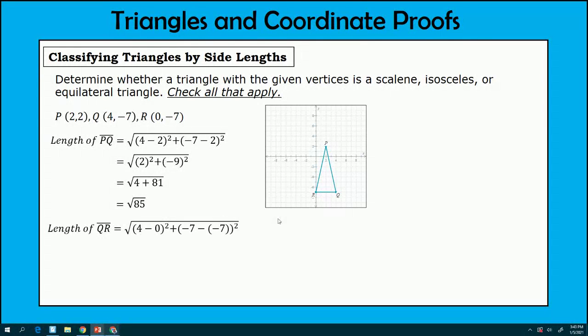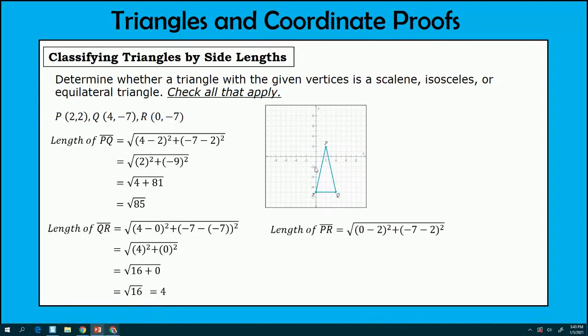What's the length of QR? Now, you can do the distance formula, or remember, if it is a horizontal or vertical line, you can count. So 1, 2, 3, 4. QR is going to be 4. I just did the distance formula to show you what happens. You get 4. All right.